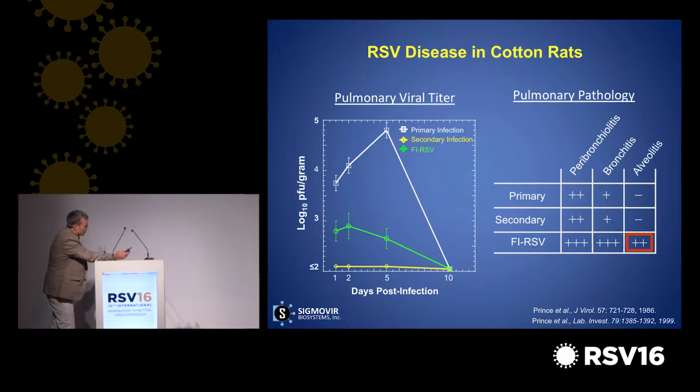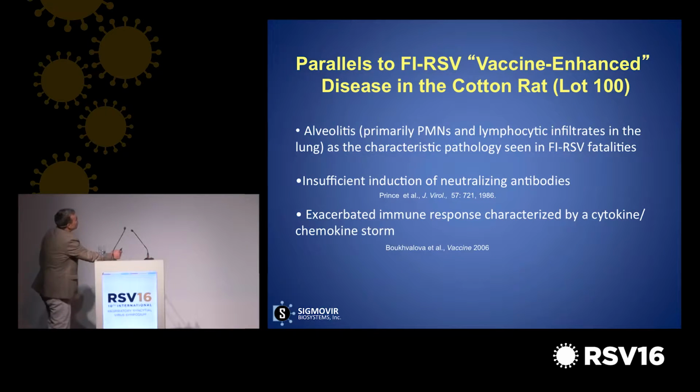So with all this, we came to some parallels with vaccine-enhanced disease that has been shown in humans, like alveolitis, with primarily PMNs and lymphocytes infiltrating the lung as the characteristic pathology of FI-RSV. Also, we have seen insufficient induction of neutralizing antibody that corresponds to the decrease in viral replication, but still you cannot produce complete immunity. What we have shown in recent years, with the increased reagents for the cotton rat, is an exacerbated immune response characteristic of a cytokine and chemokine storm.